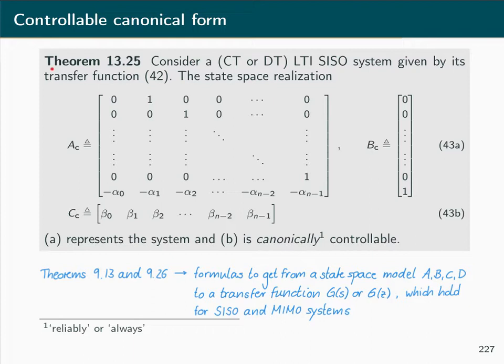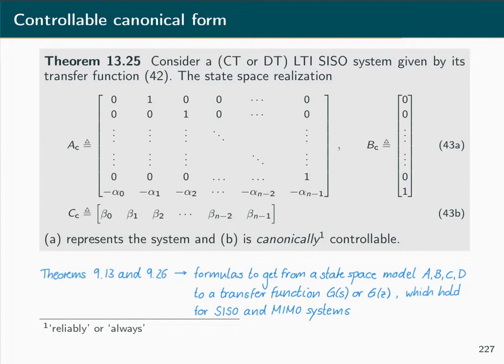So what theorem 13.25 is doing is that it's translating a continuous time or discrete time LTI SISO system given by its transfer function in equation 42 into a state space realization, which A fully represents the input-output behavior of the system, and B is canonically observable. Here, the term canonically, in case you haven't heard it before, stands for reliably or always.